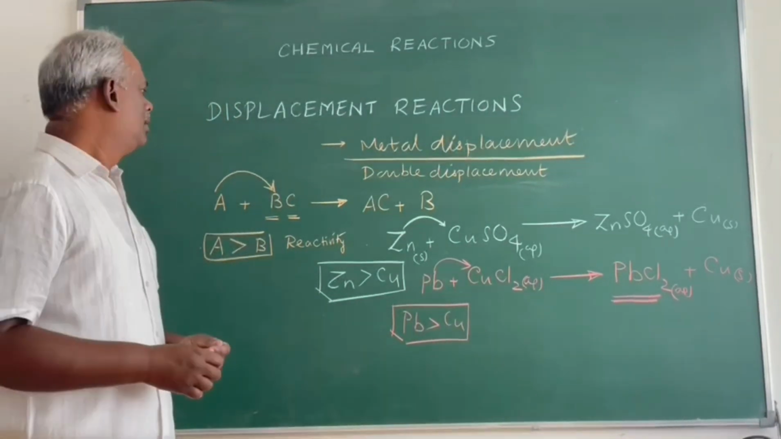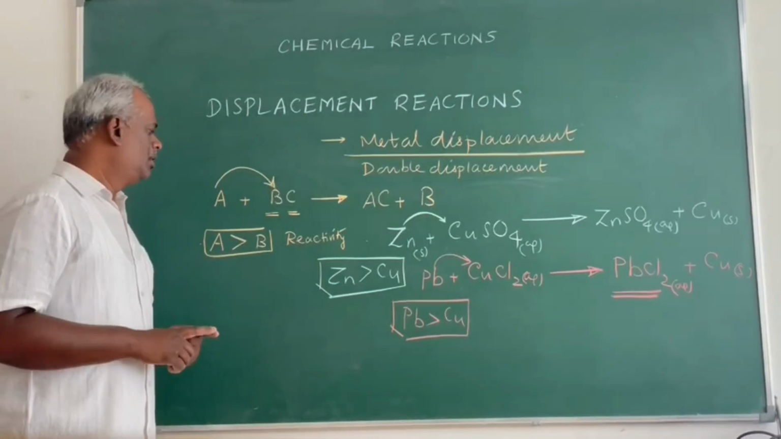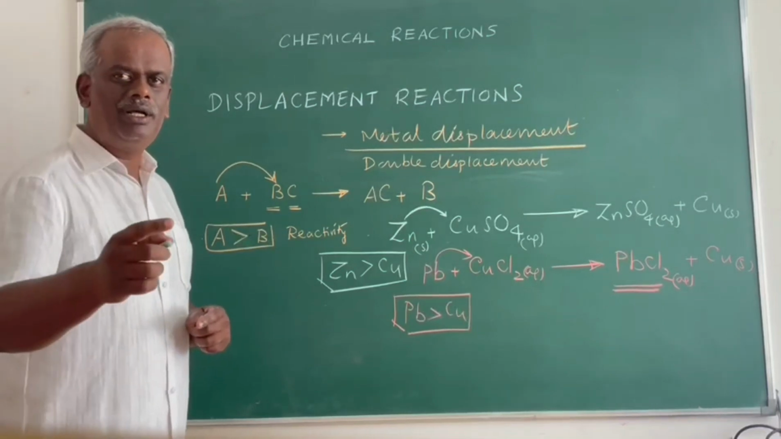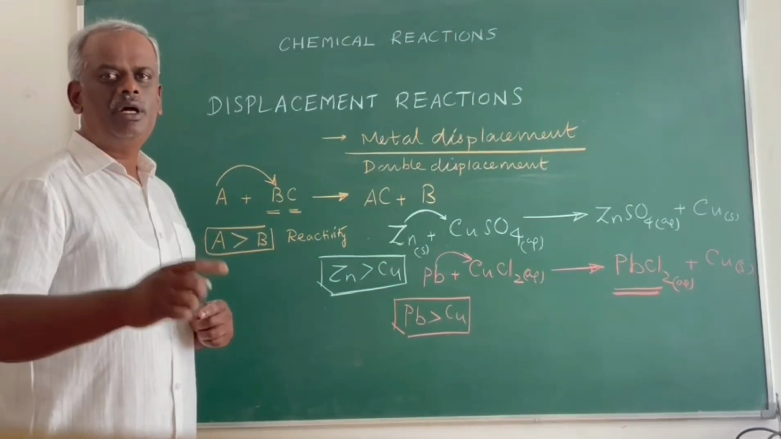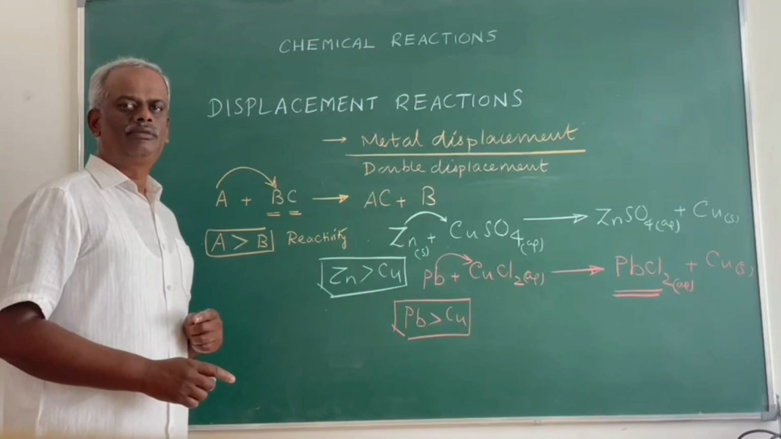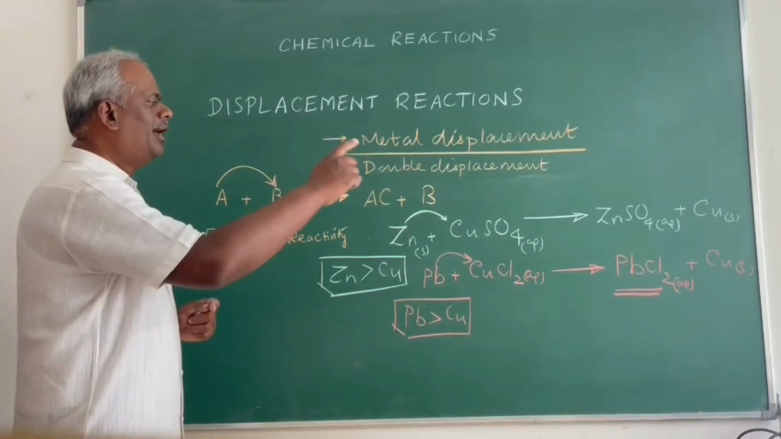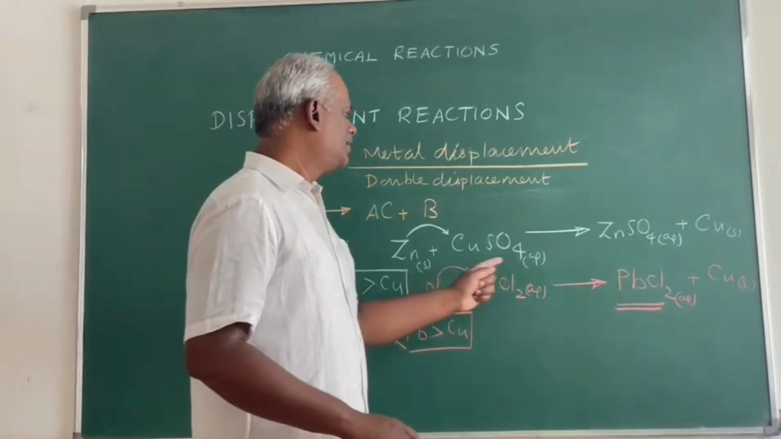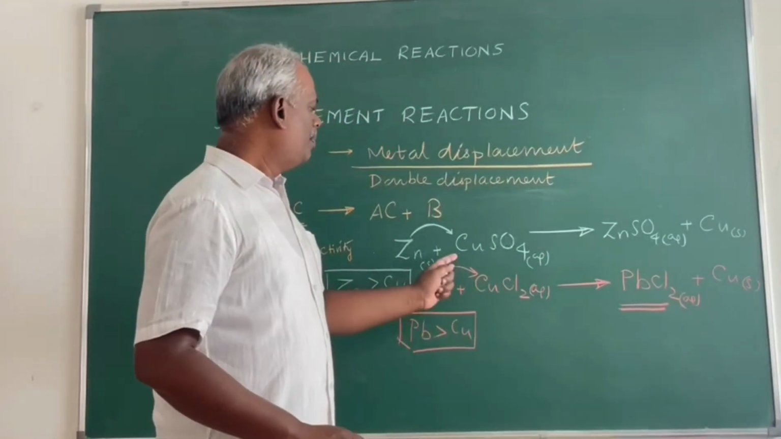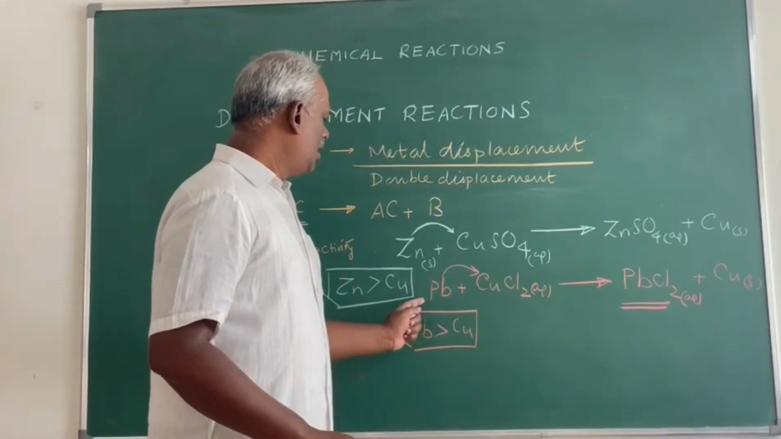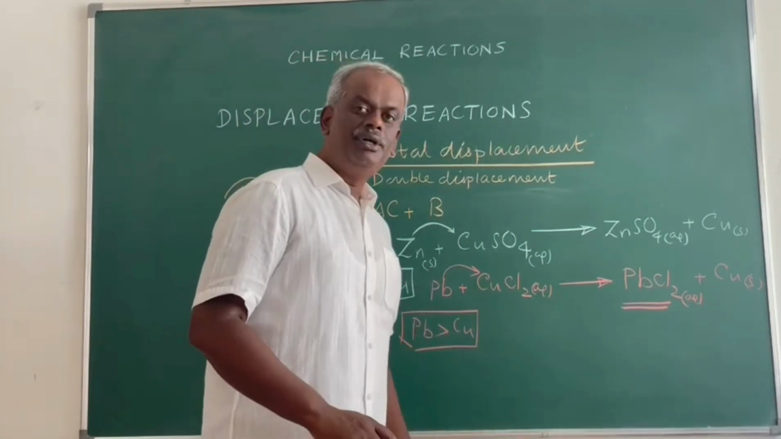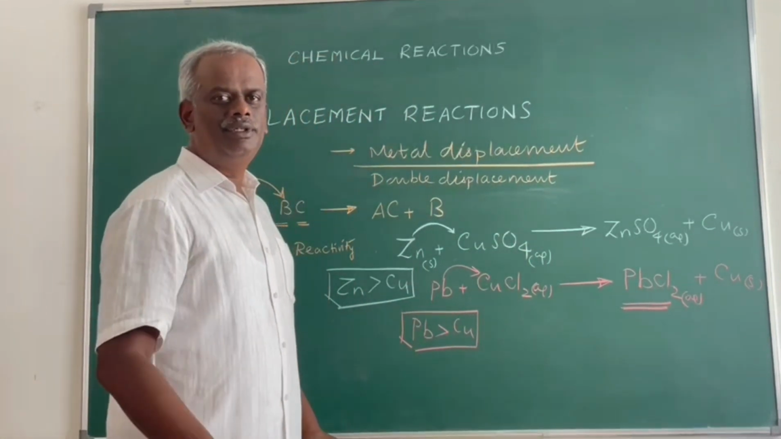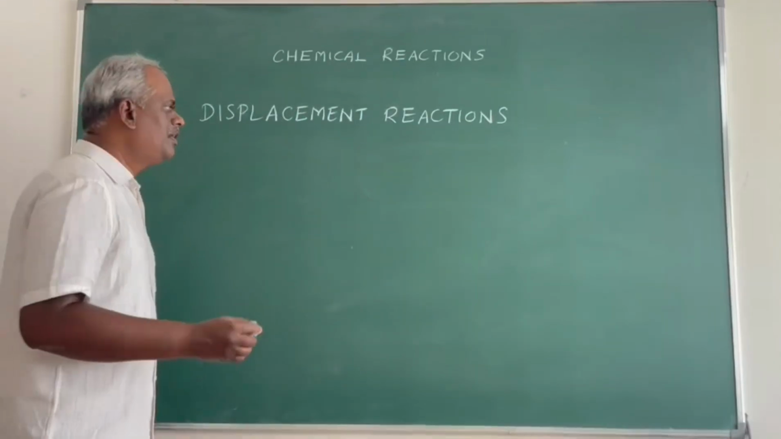So very simple, the metal displacement in which the most reactive metal can displace a less reactive metal in a particular metallic salt solution. After the displacement, we can have the products as follows. These are the examples. Zn is displacing copper from copper sulfate. Lead is displacing copper from copper chloride. And so many examples can be given. This is more than enough. Is it clear?